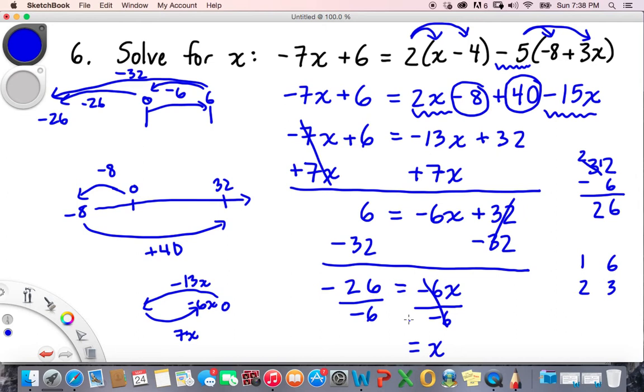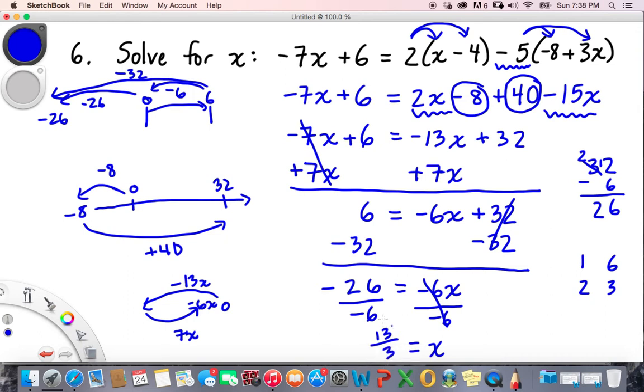But since 26 is even, we know we can divide it by 2. So 26 divided by 2 would be 13. 6 divided by 2 would be 3. And we know we can't divide 13 by 3, so that's as simplified as that fraction can be. And leave it as an improper fraction.